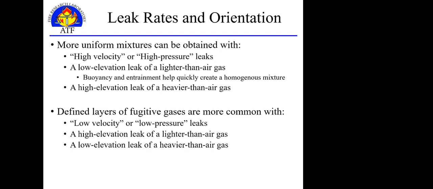Where we have more of a layered approach is where we have low velocity or low pressure leaks. If I've got, say, natural gas leaking at ceiling level, there's not much there to force it to mix. The same thing with a propane leak, or a heavier than air gas, leaking at floor level. Depending on the orientation, if I've got a natural gas leak with an orifice pointing down, it's going to shoot the gas down, but then the gas is going to want to rise. Same thing with propane: if it's pointed straight up, the gas is going to fall back down, and that's going to help aid in the mixing.